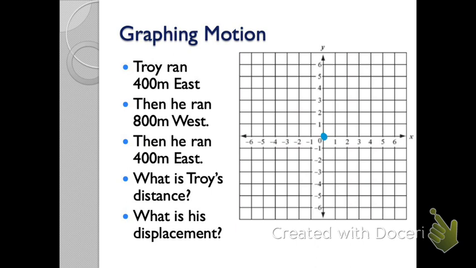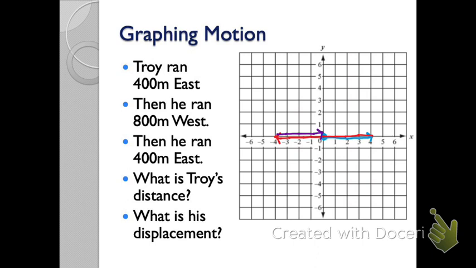Okay, and I'm going to go 1, 2, 3, 4. That's my 400 meters. Then it says he goes 800 meters west. So I'm going to count over how many? 8. 1, 2, 3, 4, 5, 6, 7, 8. And then it says he went 400 meters back to the east. So 1, 2, 3, 4. So where's that put him? Back to where he started.